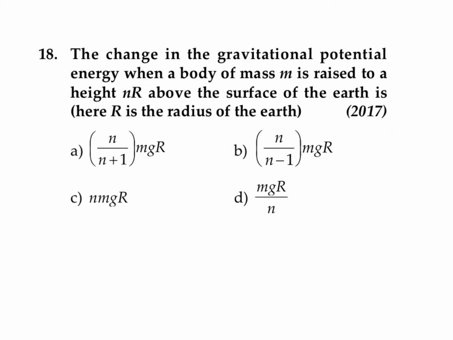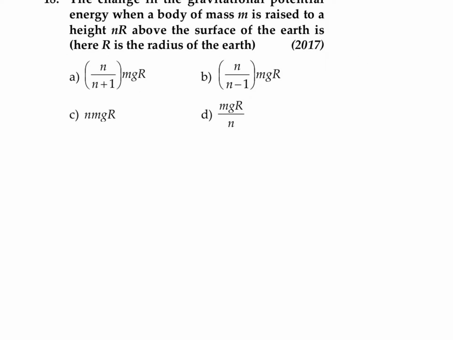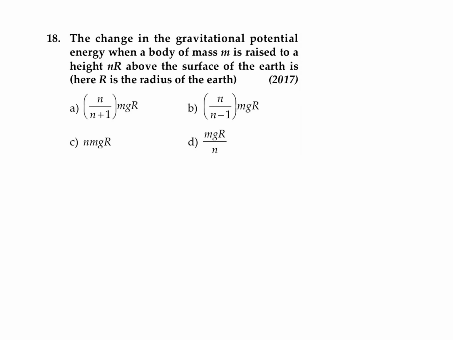The change in gravitational potential energy when a body of mass m is raised to a height nR above the surface of Earth is. So our aim is to find out the value of the change in potential energy. We can just consider that initially the object was on the surface of Earth. So from the surface of Earth, consider that an object of mass m is raised to a height equal to n times the radius of Earth. And the radius of Earth we can take as R.